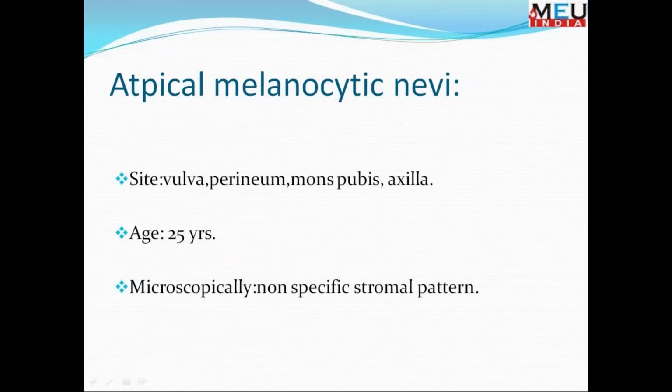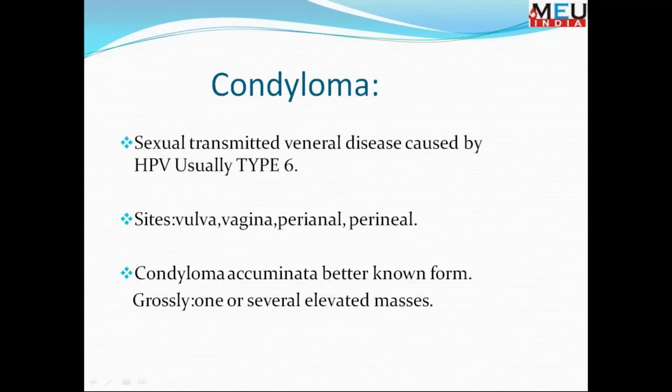First, we'll take the atypical melanocytic nevi. This is usually found around the vulva, perineum, mons pubis, and axilla, and usually it occurs in the young age, around the age of 25 years, and microscopically it shows a non-specific stromal pattern. The condyloma is a sexually transmitted venereal disease caused by human papilloma virus, usually type 6.